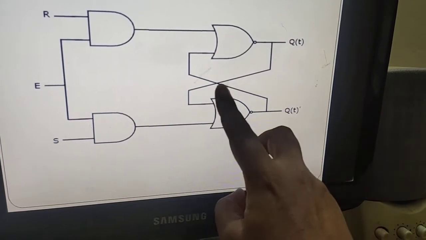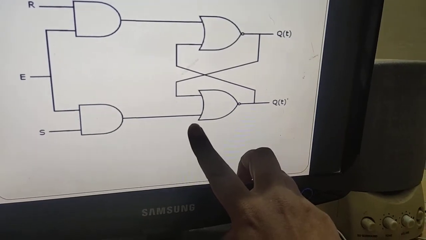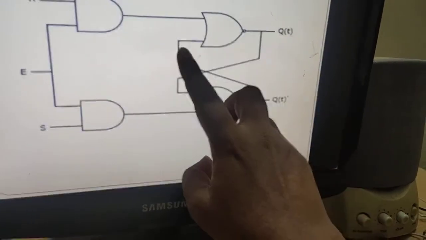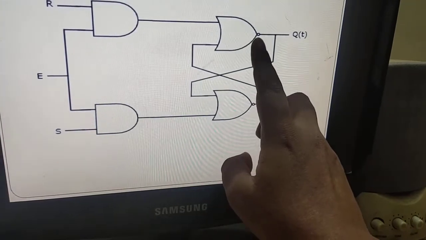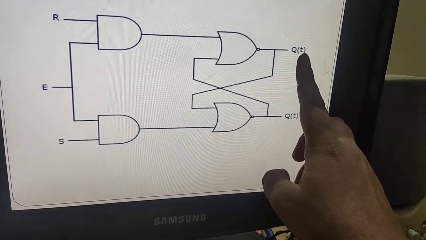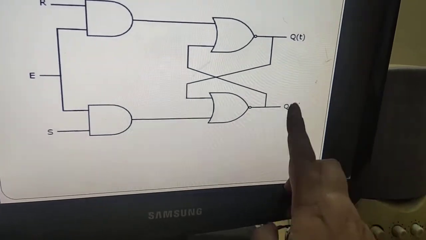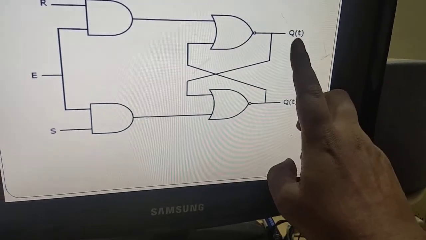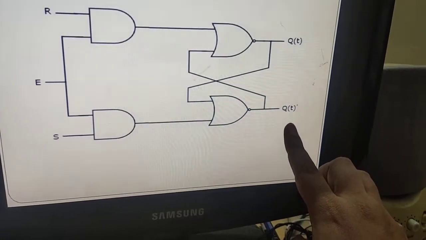This 0 comes here, and here it is 0. 0 plus 0, and since it's a NOR gate, it becomes 1. So this 1 comes here, and 1 and 0, it becomes 0. It means that if S is equal to 0 and R is equal to 0, then Q of T, which was earlier 0, and Q bar of T, which was earlier 1, will remain as 0 and 1. It means that Q of T and Q bar of T remain unchanged.